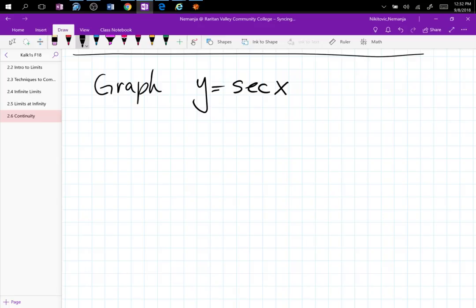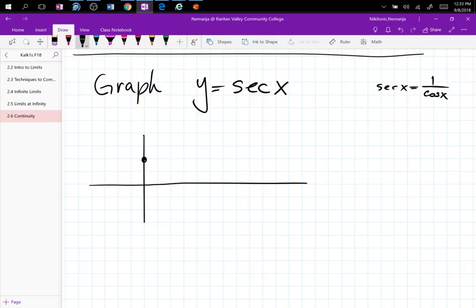We understand secant x as 1 over cosine x. Now, you better know that. Otherwise, you are doomed. So what I'm going to do is graph the cosine, and then I'm going to flip the cosine out into a secant. So let's start with our cosine.